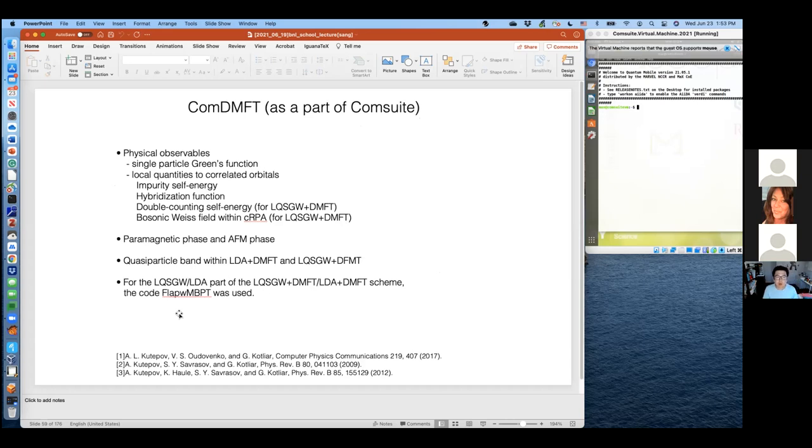If you run the COM DMFT packages, there are several physical observables you can calculate. One is the single particle Green's function, and you can also calculate all the local quantities for the correlated orbitals, such as impurity self energy, hybridization function, and double counted self energy for the case of LQSGW+DMFT. You can also calculate the bosonic Weiss field within CRPA for the case of qsGW+DMFT. At this point, we support the paramagnetic phase as well as antiferromagnetically ordered phases. We can also calculate the quasi-particle band within LDA+DMFT as well as qsGW+DMFT by the idea of filtering and then rescaling. For the LDA and LQSGW part of the code, we use FlapMBPT, and for the CTQMC part, we use the COM CTQMC packages.